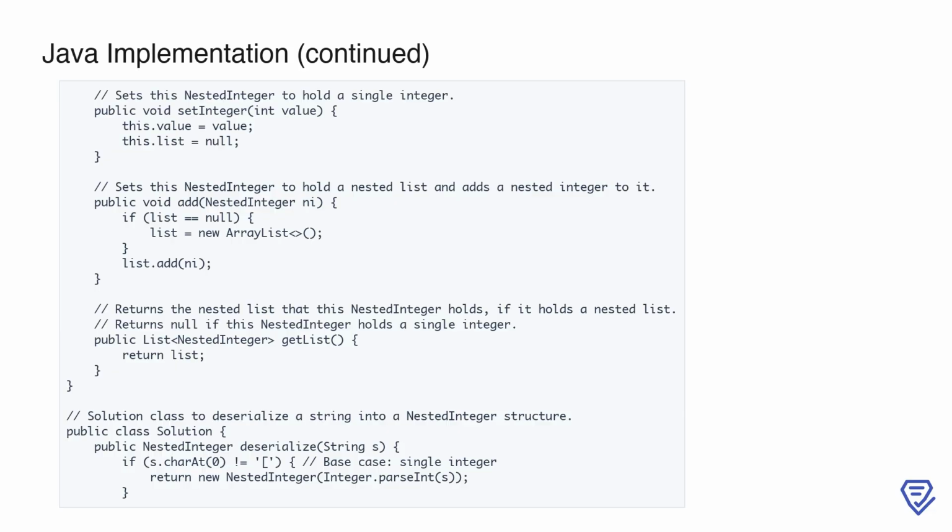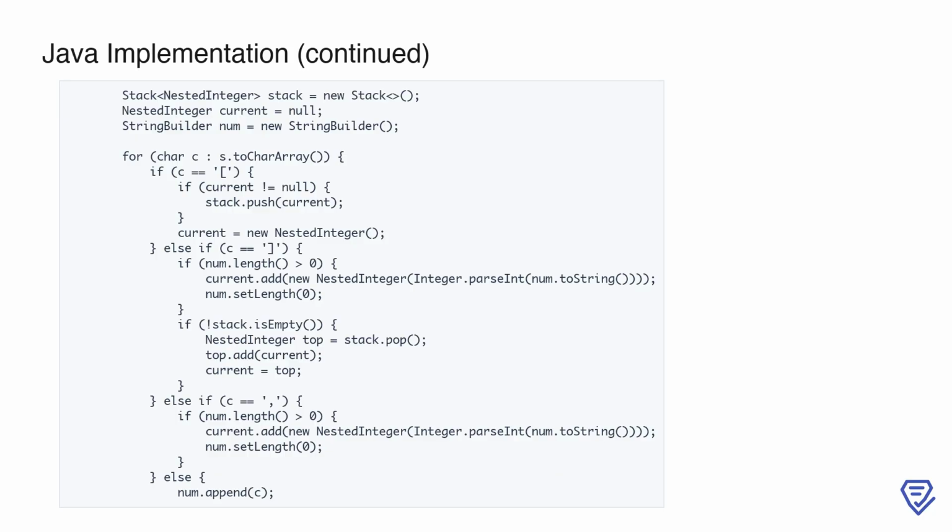Following this, we move to the solution class, where the deserialize method is implemented to convert a string representation into a nested integer object. The first condition checks whether the string represents a single integer, identified by the absence of a leading bracket. If that's the case, we directly parse the integer and return it as a new nested integer object. When dealing with a string that represents a nested structure, a stack is used to manage the hierarchy as we parse the input. A nested integer object called current keeps track of the current level of nesting, while a string builder named number temporarily stores digits for numeric values.